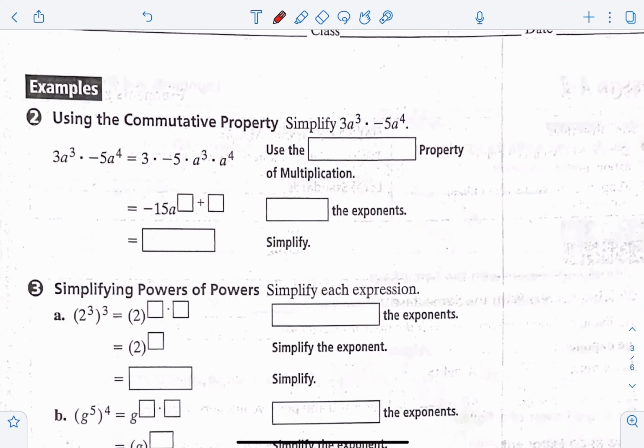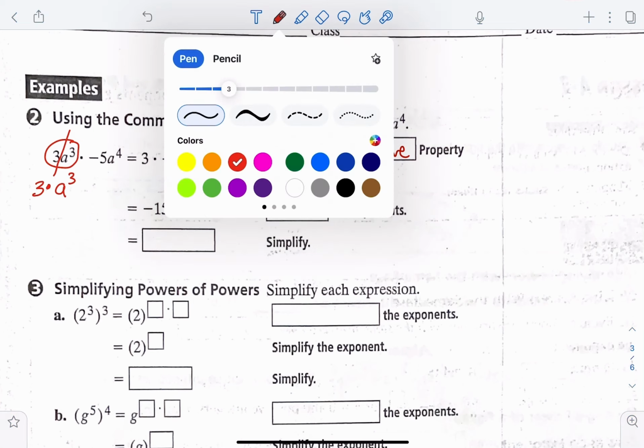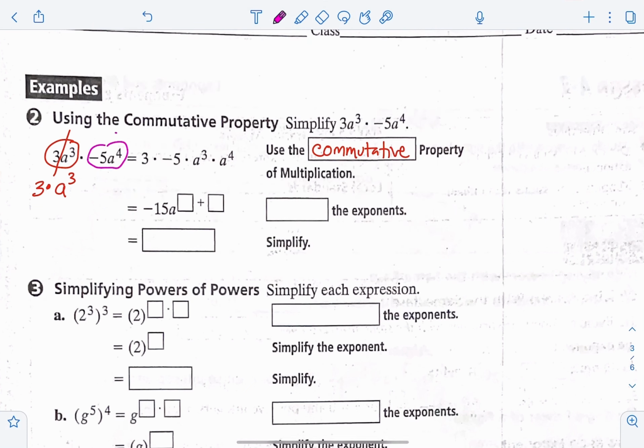So sometimes you're going to have numbers attached to variables. So like this example, it says 3a to the 3rd times negative 5a to the 4th. You're going to have to separate things out so that you can use the commutative property where we put the like things together. So in order to do that, if you look at 3a to the 3rd, you can chop it in half, right? That's really 3 times a to the 3rd. And then the other one, negative 5a to the 4th, you can chop that apart. And that's really negative 5 times a to the 4th. So instead of having these two bigger pieces, you can break it apart into 4 pieces, because each one of those, 3a to the 3rd, negative 5a to the 4th, all of those are being multiplied.